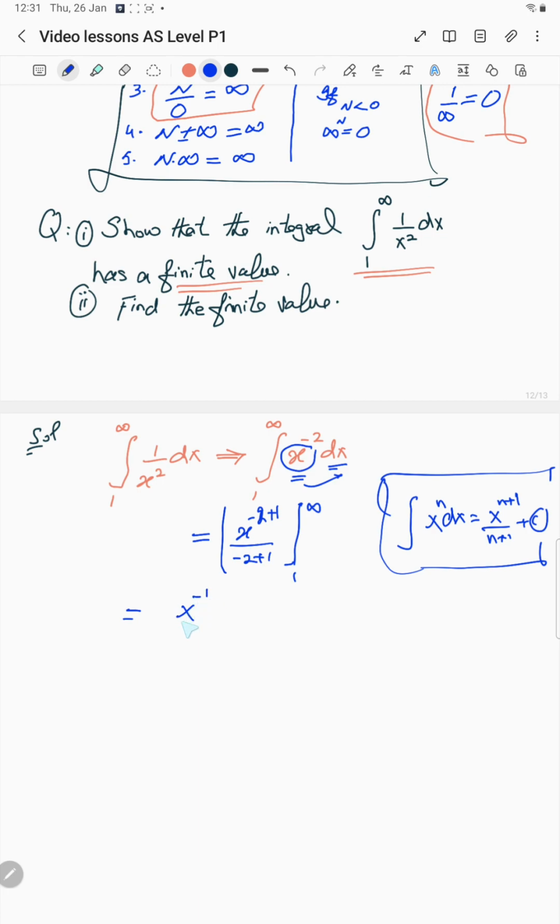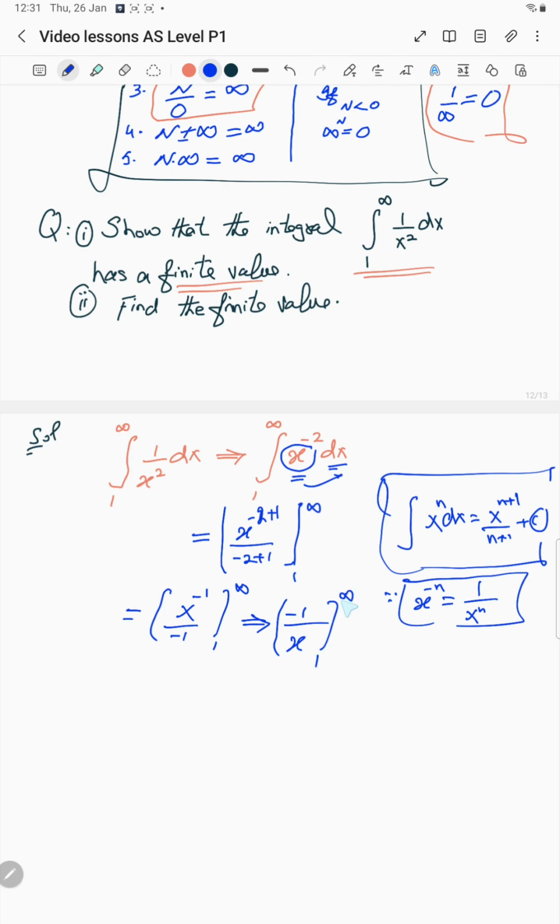So after simplification it becomes like this, 1 to infinity. So we know the rule, x raised to power minus n can be 1 over x raised to power n, and n is an integer. By using this I can rewrite this negative exponent of the function like this: minus 1 over x, 1 to infinity, right? x power 1 means x.